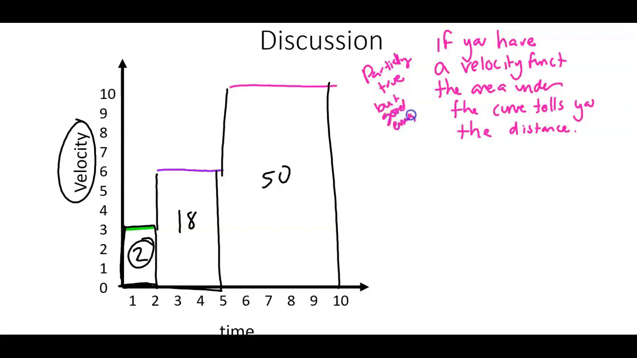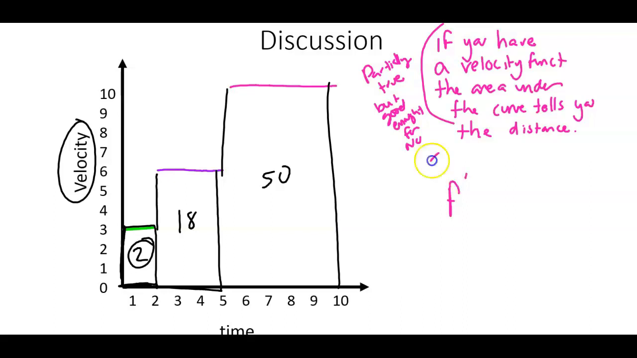And I'm writing that now because if you're writing this in your notes, I want you to be aware that this is a true statement, but it's only partially true, but it's good enough for now. We'll delve into the details of that a little bit later. But for now, what I want you guys to know is that if you have a velocity function, the area tells you the distance. And so now, let's say that f prime represents the velocity of a function.